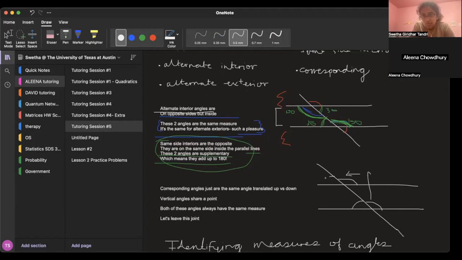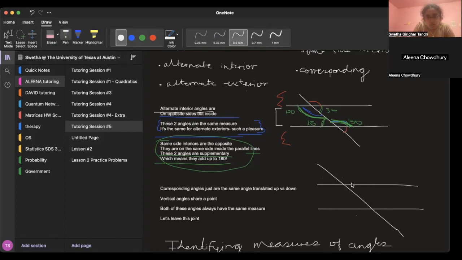These two right here are corresponding because this one is moved up to the left and it's shrunken a little bit, but these ones always have the same measure. These two are corresponding, so I guess you get it, right? Yeah. And the last one is vertical angles.